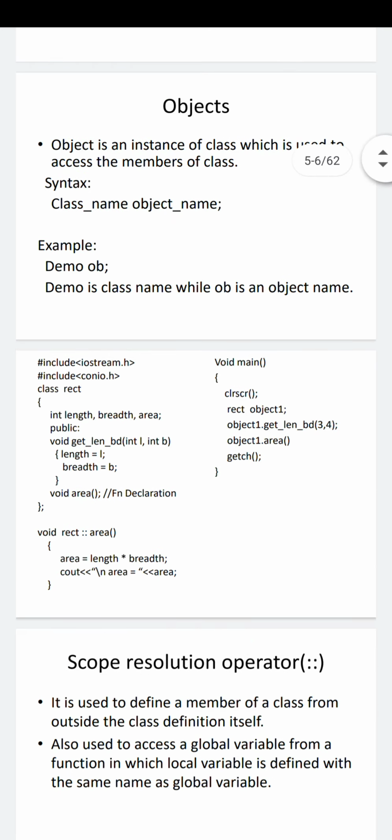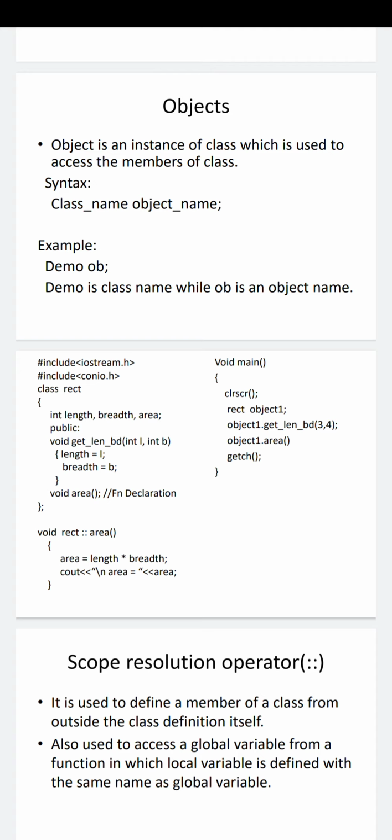Now let us look at one example program for this. So we have included the two header files, namely iostream.h header file and conio.h header file. iostream.h will be used for any input and output statements, and conio.h is used for clear screen and catch functions, which we will be making use of in our program.